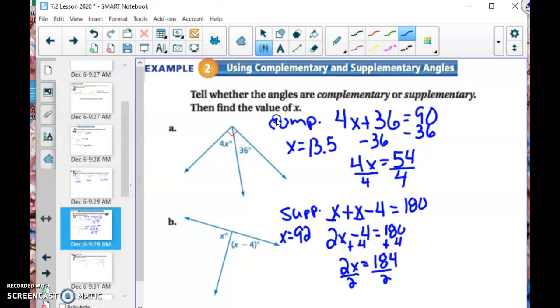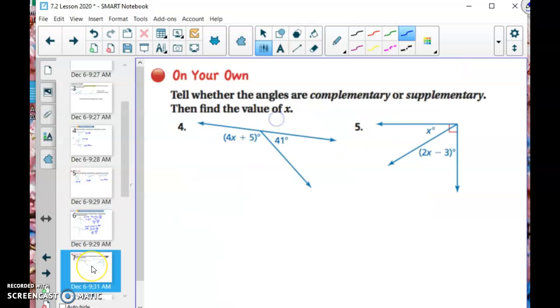And again, I can check it. That means that this x has to equal 92 degrees. This one, 92 minus 4, means that this one is 88 degrees. And when I add 88 plus 92, that gives me 180 degrees. You can pause the video and do these two on your own.